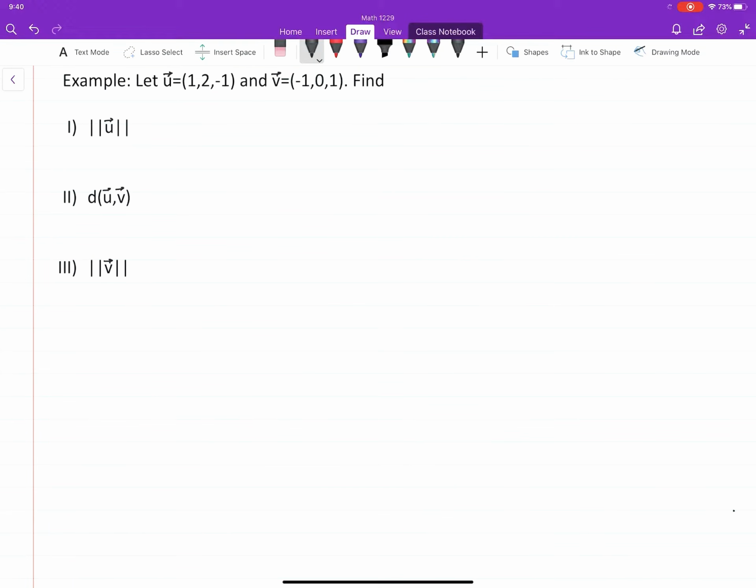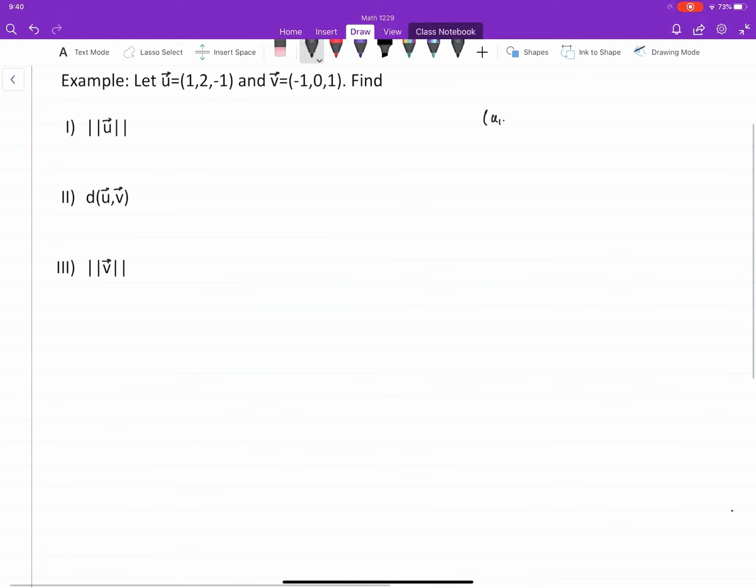Okay, in this video we will do an example about the length and distance of vectors in R3. What you need to know is that if you have a vector with components u1, u2, u3, the length, which we denote by these parallel lines, is equal to the square root of the sum of the squares of the components. That positive number is the length.